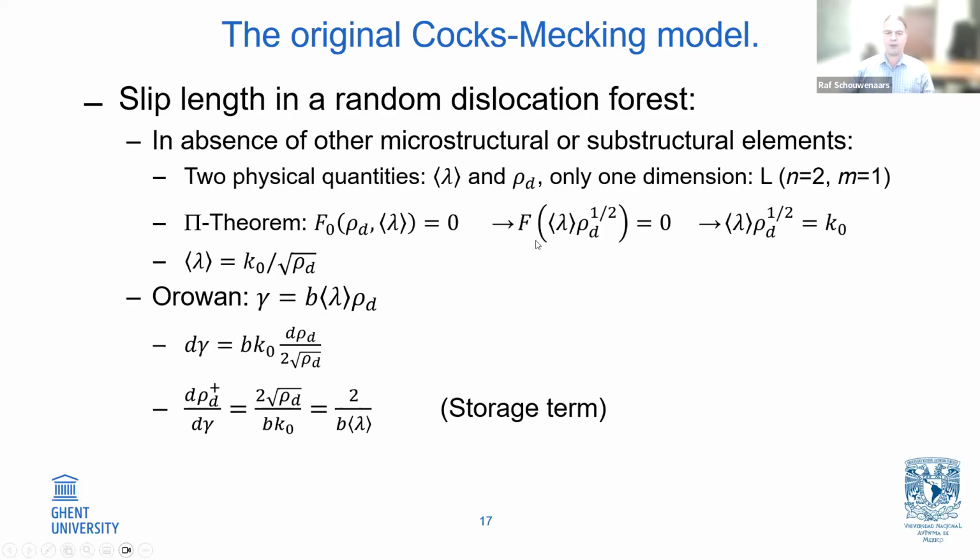So if we then put together this one with the Orowan equation, we find that the shear is b times the average slip length times the dislocation density. We derive with respect to strain on both sides. Well, we fill in first here this term, and we find the classical storage term of the Kocks-Mecking model. With a small difference, there is a factor of 2 due to this derivation.